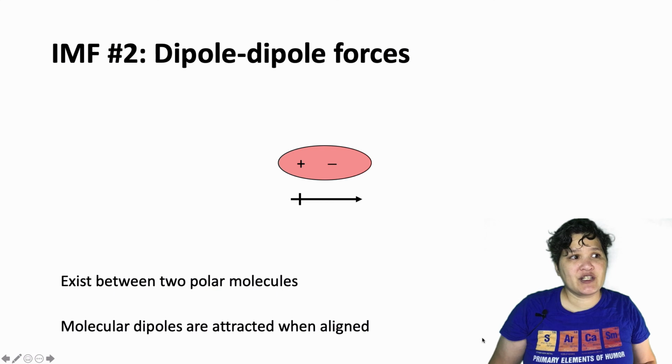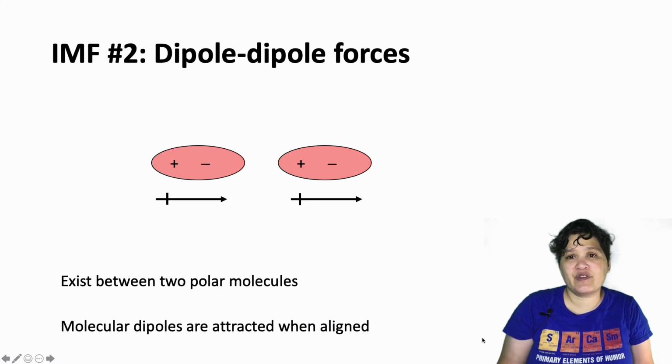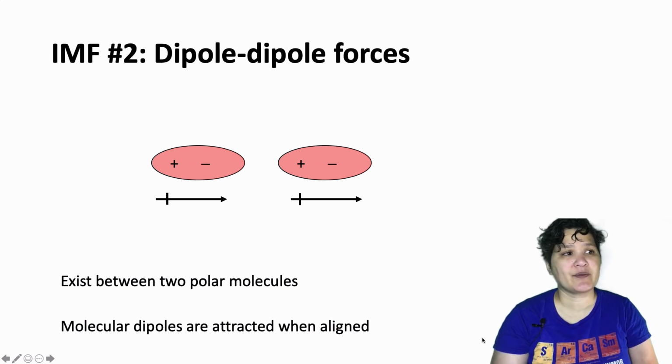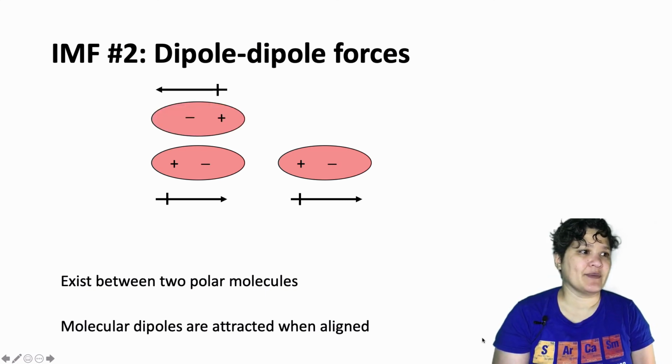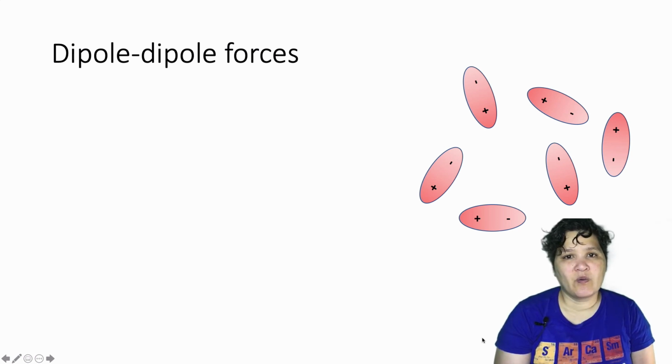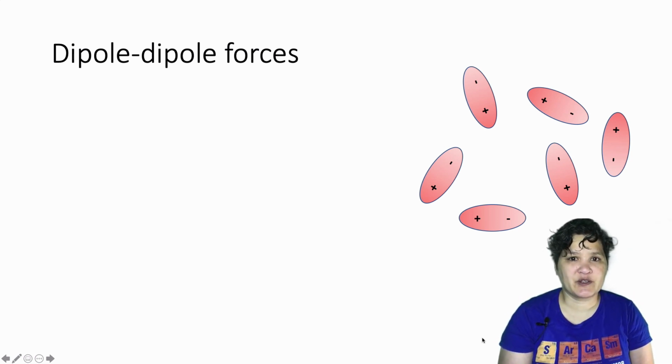There will be an attraction when you have two things arranged in such a way that the negative part can attract to the positive part. And there are a whole bunch of ways that this can happen. Now, of course, it's rarely just one molecule attracting to another single molecule. There's usually a whole bunch of molecules.